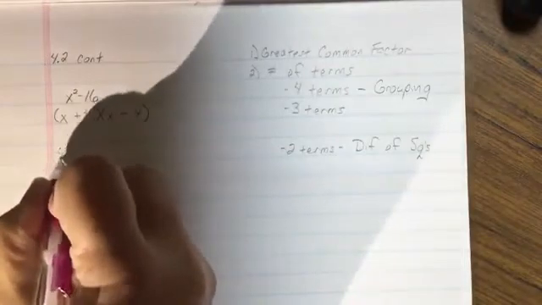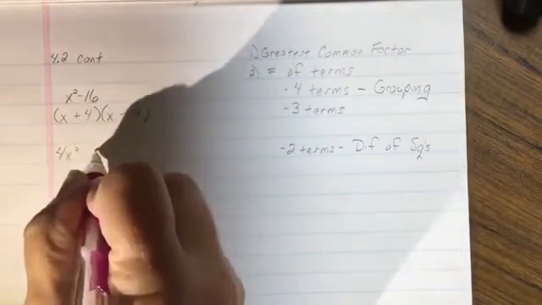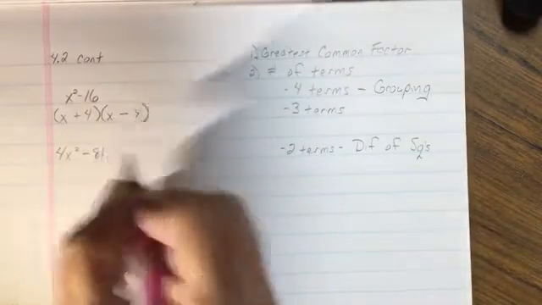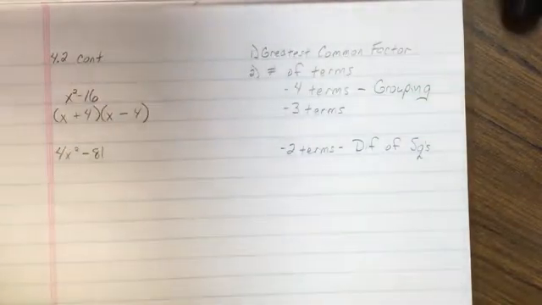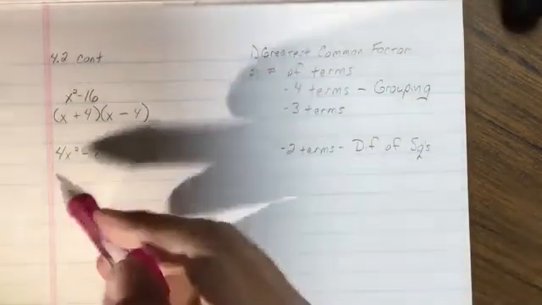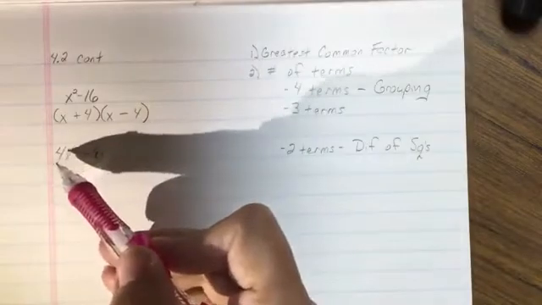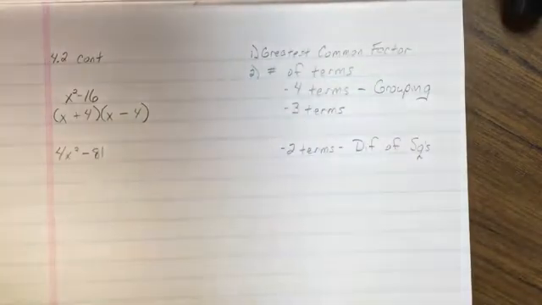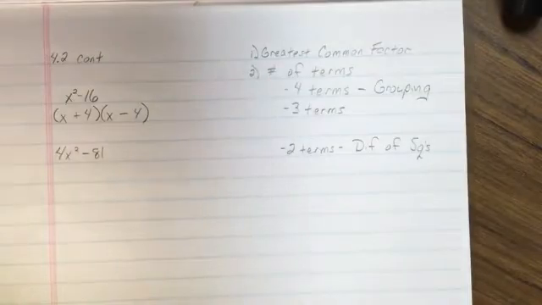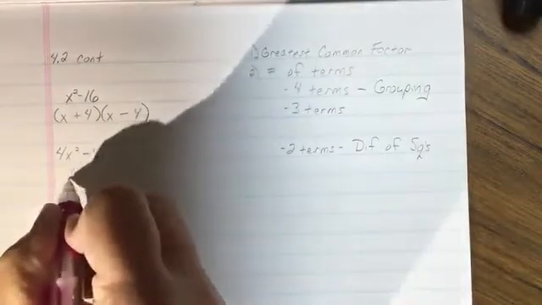Let's look at another one. Is this a difference of squares? It's two terms. Is the front a perfect square? Well, 4 is, and we've got x squared. So yeah, the front's a perfect square. 81. Is 81 a perfect square? Answer is yes.